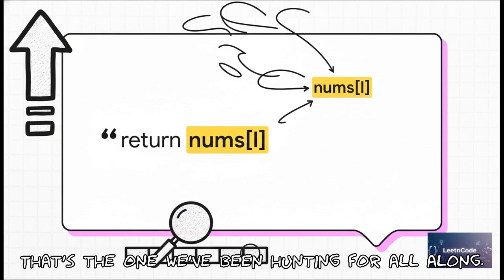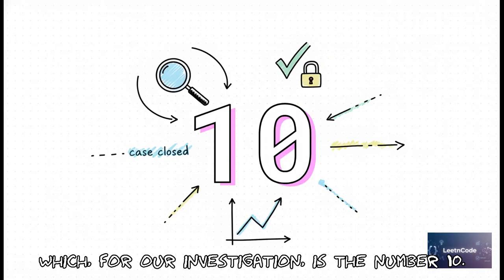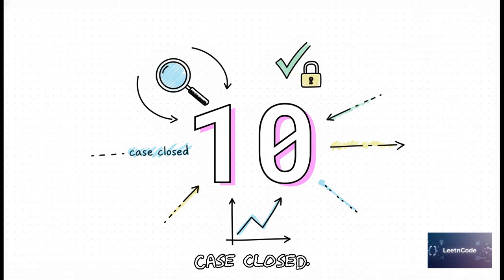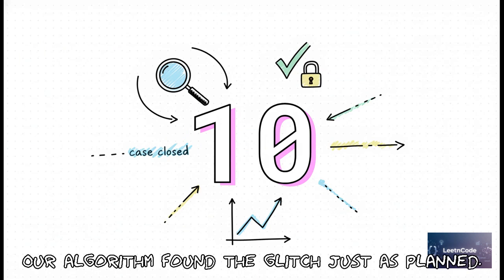That's it. That's the one we've been hunting for all along. Which, for our investigation, is the number 10. Case closed. Our algorithm found the glitch just as planned.